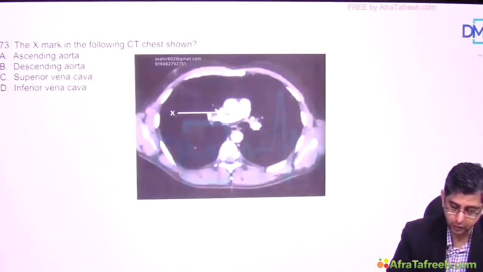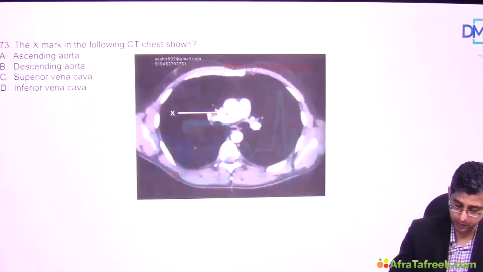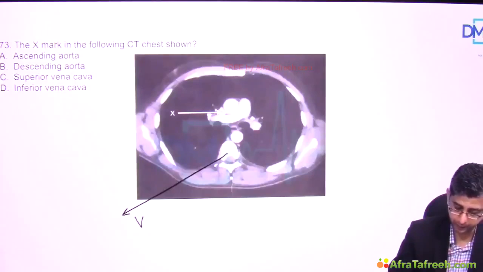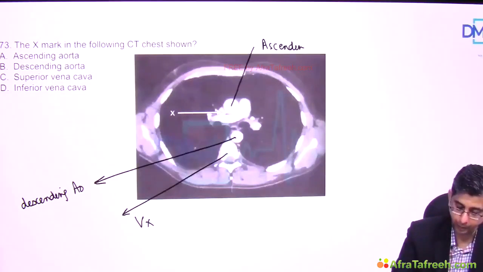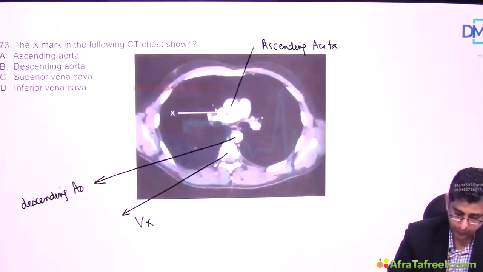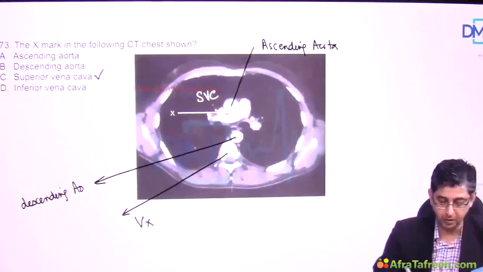What is the structure X in the CT scan referred to as? This is the representation of the vertebra. This is the descending aorta. This would be the ascending aorta. And this structure, where the X structure is marked, this one, would be the superior vena cava of the patient. The correct answer to the question would be C, that is superior vena cava. The question is just seeing whether you are able to evaluate the structures correctly.